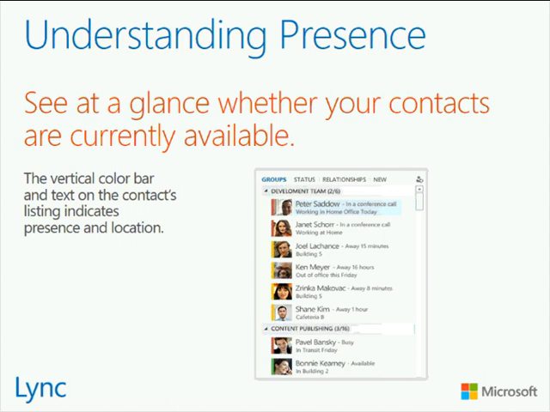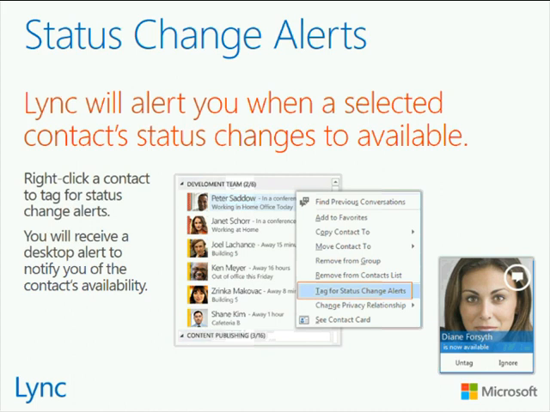Now, if somebody's very busy and they're in back-to-back meetings, you can tag them for status change alerts so that you can reach them, maybe asking that quick question and connecting and solving that issue. So you can right-click to see the menu for tagging. And then what happens is you get a little pop-up when that person is available, and you'll see that they're available, and you can click and just do a quick chat with them.